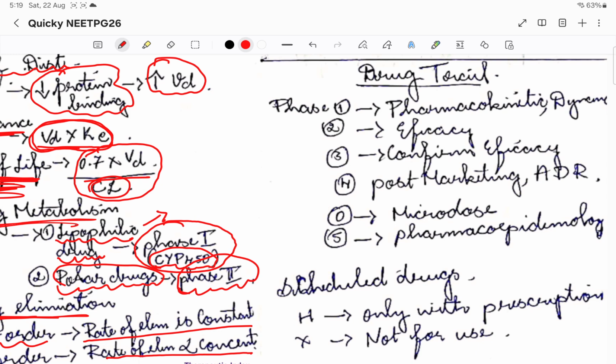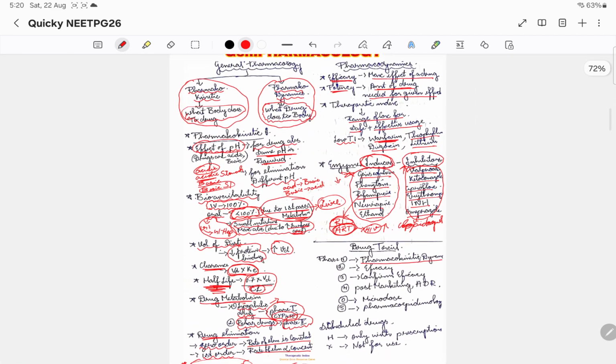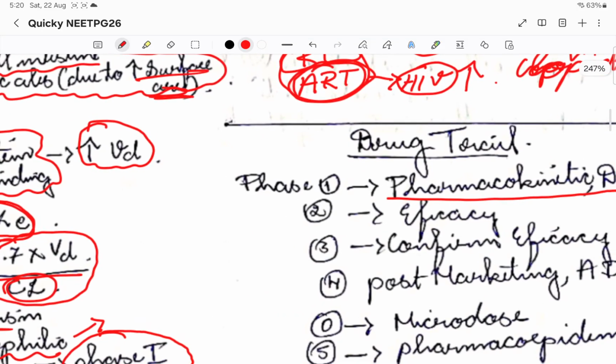Suppose I've invented a drug. Now I have to trial the drug whether it works or not. So these are the phases that a drug company follows. The first is phase 1, pharmacokinetics and dynamics of the drug. So all the pharmacokinetics and dynamics that we studied, this is what they'll study.